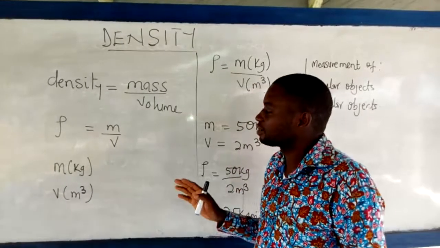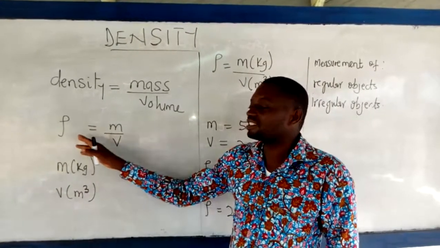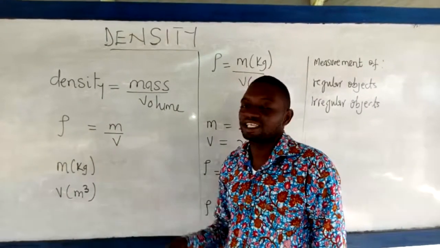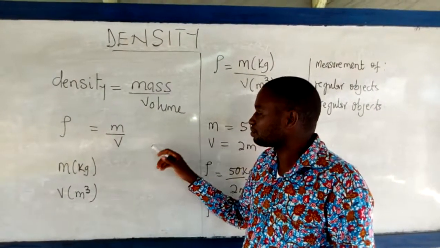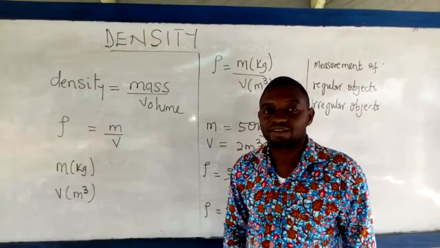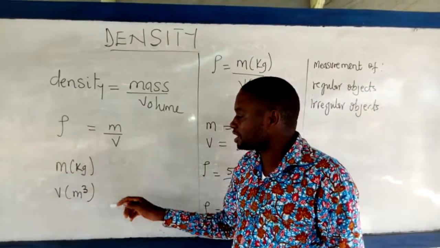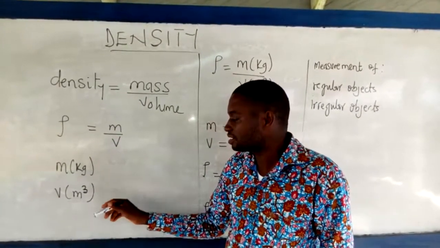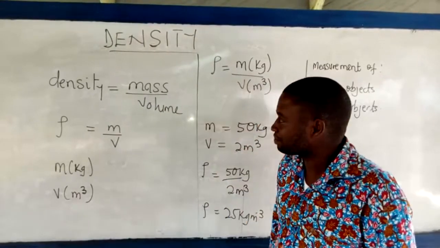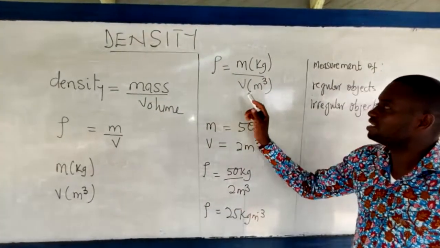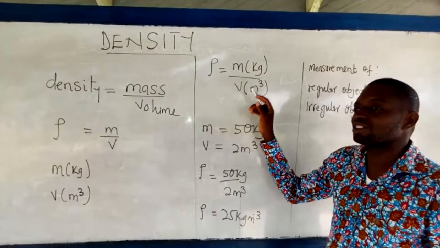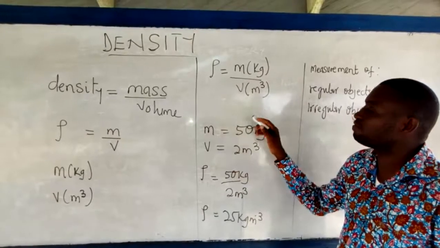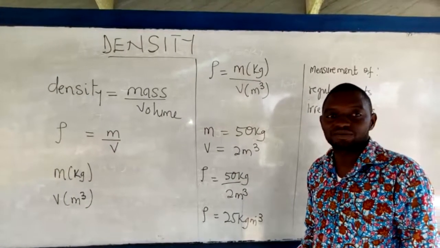The density of the substance is given by the symbol rho. The mass is represented by the letter m, while that of volume is given by v. The mass of the substance is measured in kilograms. The volume of the substance is measured in meters cubed. Therefore, the density of any given substance is equal to the mass of the substance in kilograms divided by the volume of the substance in meters cubed.